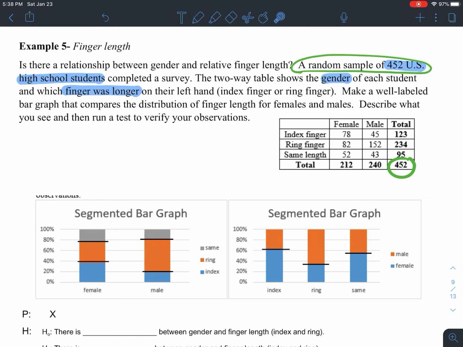So we're going to look at this segmented bar graph here at the top. Okay, you can see you could organize it either of these two ways. You could let each of the colors represent, like this one on the left, the length of the index fingers, which one was longer, and across the bottom you could do the gender, or you could let your legend be the gender and across the bottom do which finger was longer.